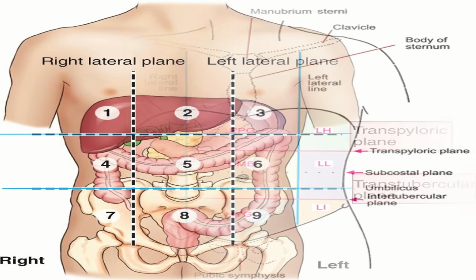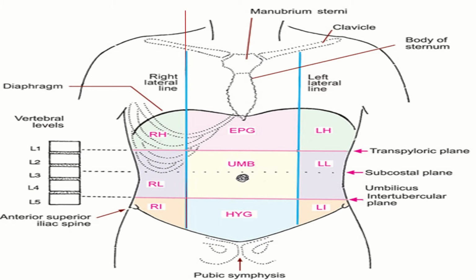The vertical planes are similar to each other on both sides and follow a line joining the midclavicular point to the midinguinal point. It passes just lateral to the tip of the 9th costal cartilage, which is palpable as a distinct step along the costal margin. It roughly corresponds to the lateral border of the rectus abdominis muscle.